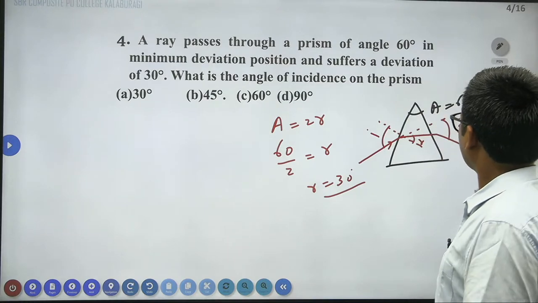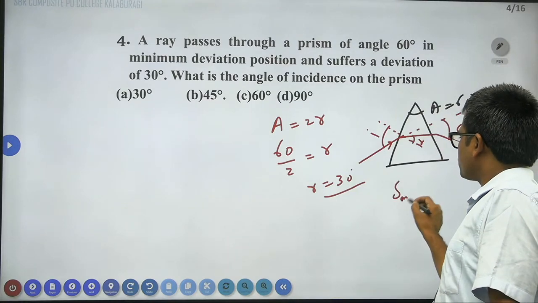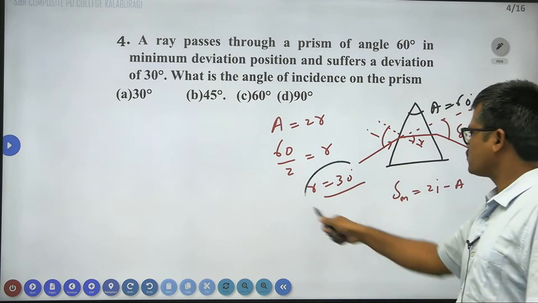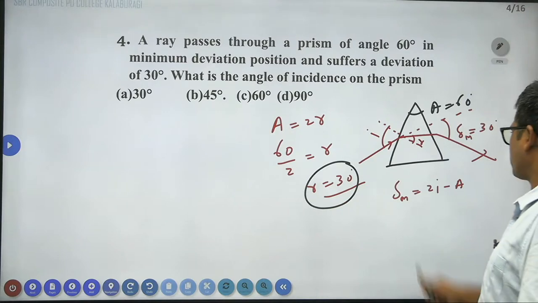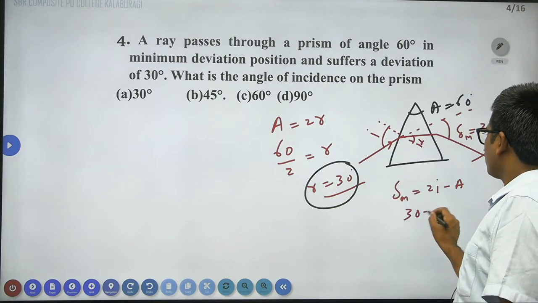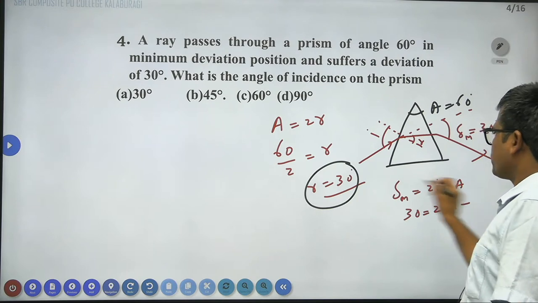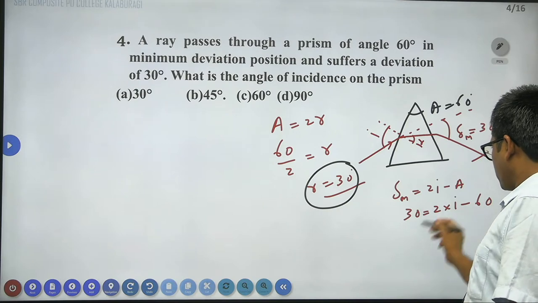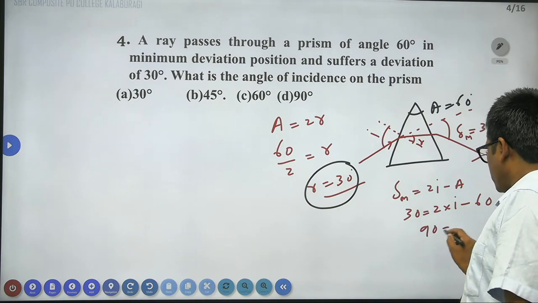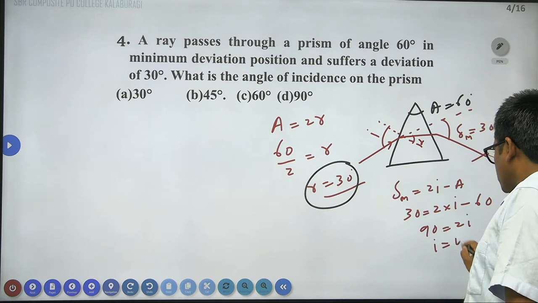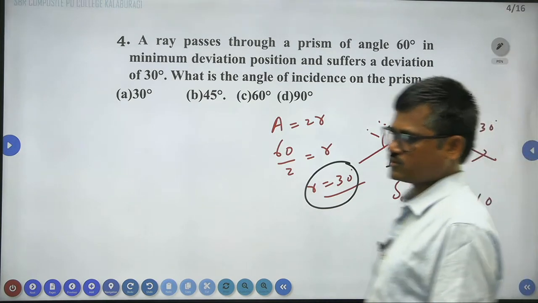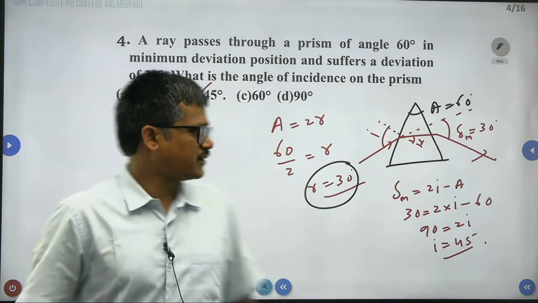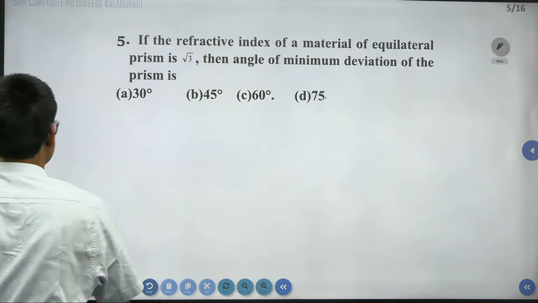So what is the formula for the minimum deviation position? It will be delta equals 2i minus A. Even r is not necessary, they are asking i. The minimum deviation is 30 degree, so it will be 30 equals 2 into i minus 60. You bring 60 here, it will be 90 equals 2i. Therefore i equals 45 degree. The i value will be 45 degree. Done. Now let me go to the next one.